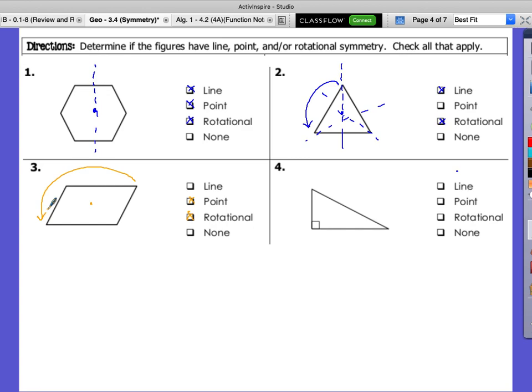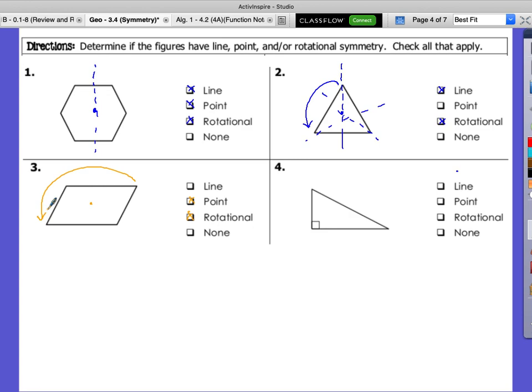So we can think of point symmetry as a more specific type of rotational symmetry. Just like sophomores are a more specific type of high school students and freshmen are a more specific type of high school students, point is a more specific type of rotational.